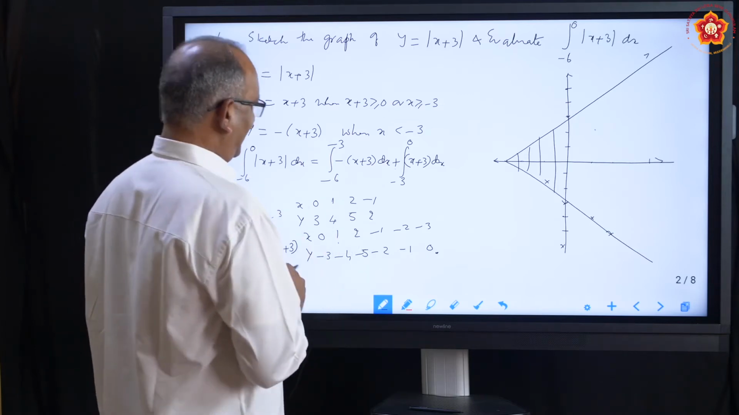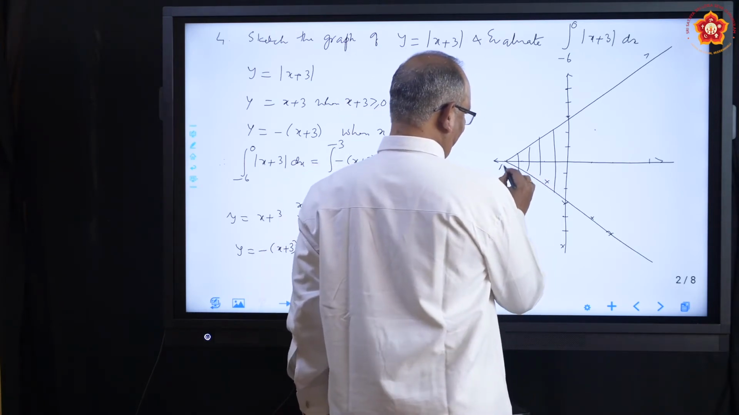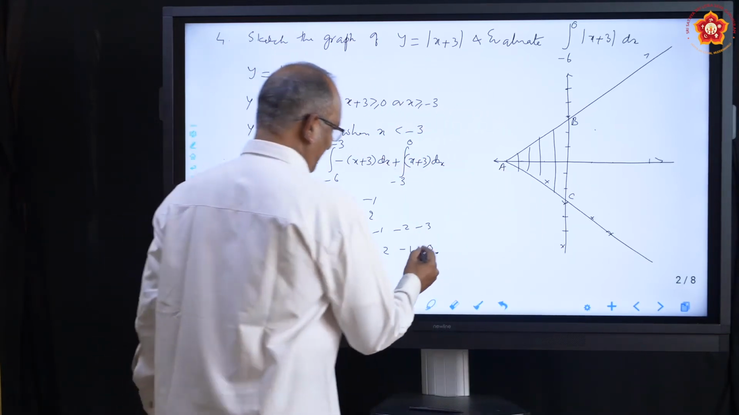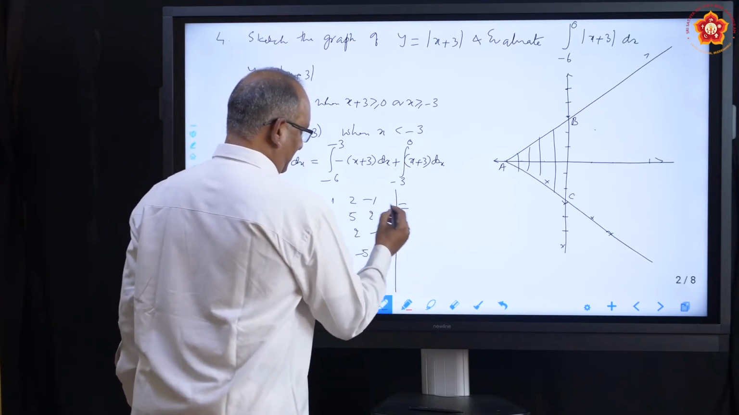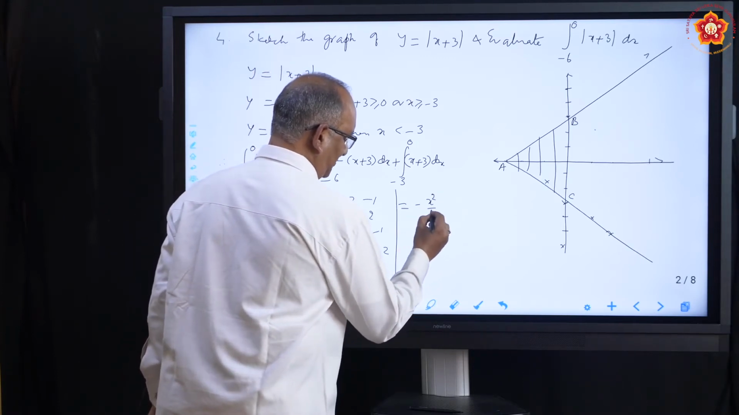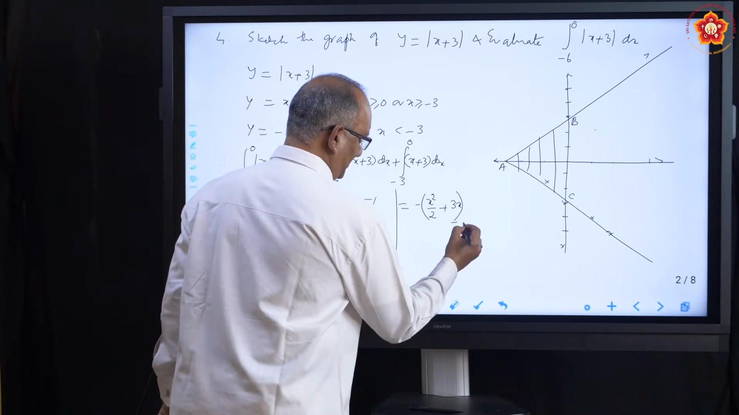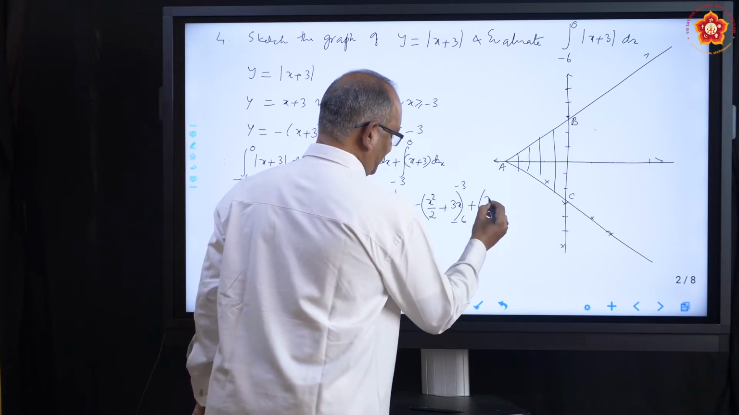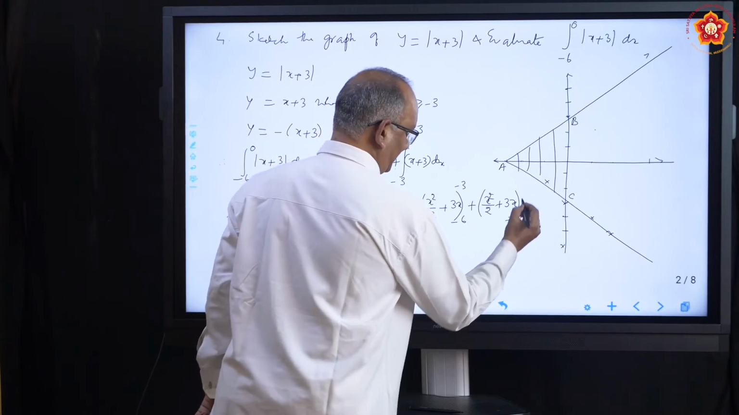How do you calculate the area? We can say, let us say this is A, this is B, and this is C. So we will calculate the area. So it is minus sign, you put it outside. For x plus 3 it is x square by 2 plus 3x. The limits are minus 6 to minus 3, and then plus the same x square by 2 plus 3x, and the limits are minus 3 to 0.